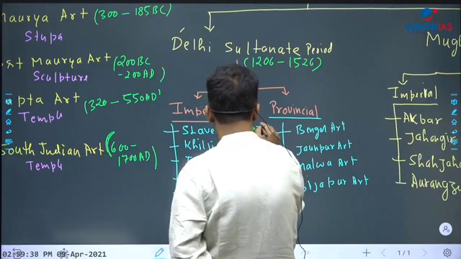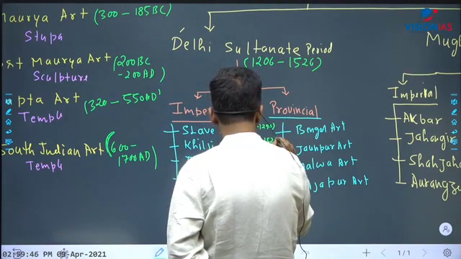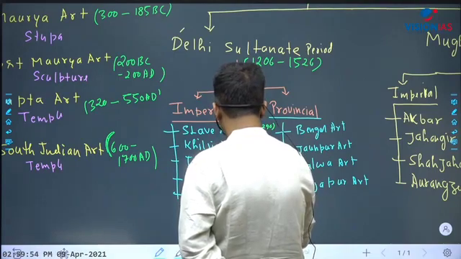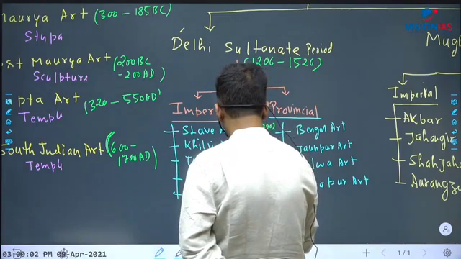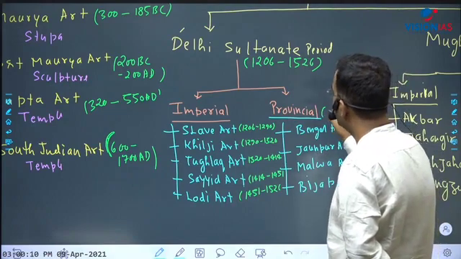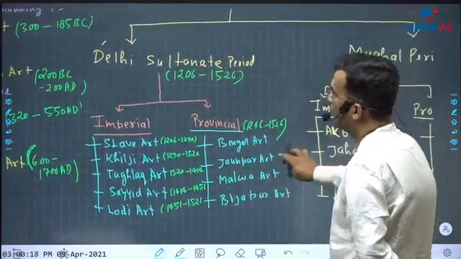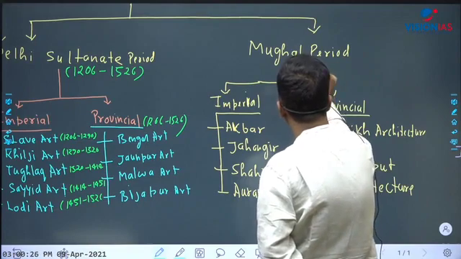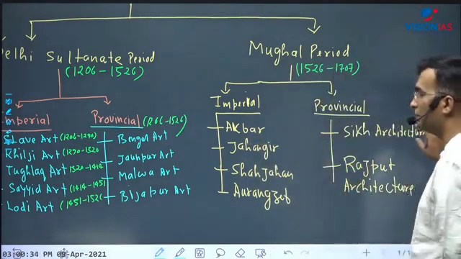I will have to write slow. 1290. Then 1290 to 1320 is Khilji. Tughlaq 1320 to 1414. Sayyid 1414 to 1451. Lodhi 1451 to 1526. And in this, roughly you can go with that. There is no separate classification. 1206 to 1526 overall. Then Mughal. So Mughal also you write here only, 1526 to 1707. These all developments, everything would be in this bracket.